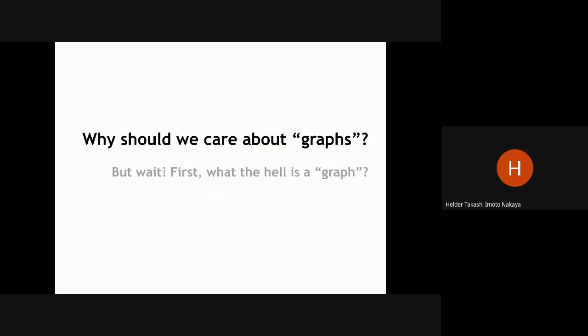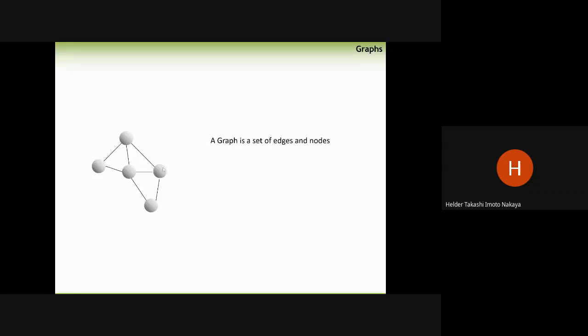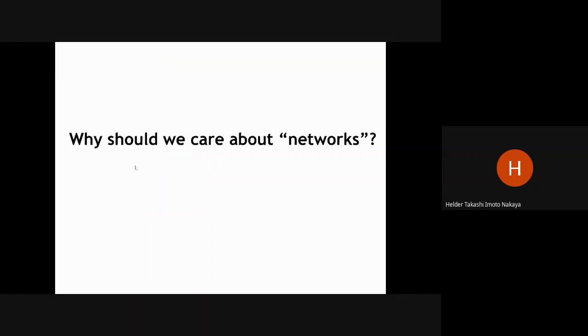Okay, first, why should we care about graphs? And I know that you are asking, first, what the hell is a graph? Well, graphs are a set of edges and nodes. Nodes can also be called vertices, and these are the edges, the connections, the link between two nodes, okay? So a network can be represented by a graph. Now the question is, why should we care about networks?